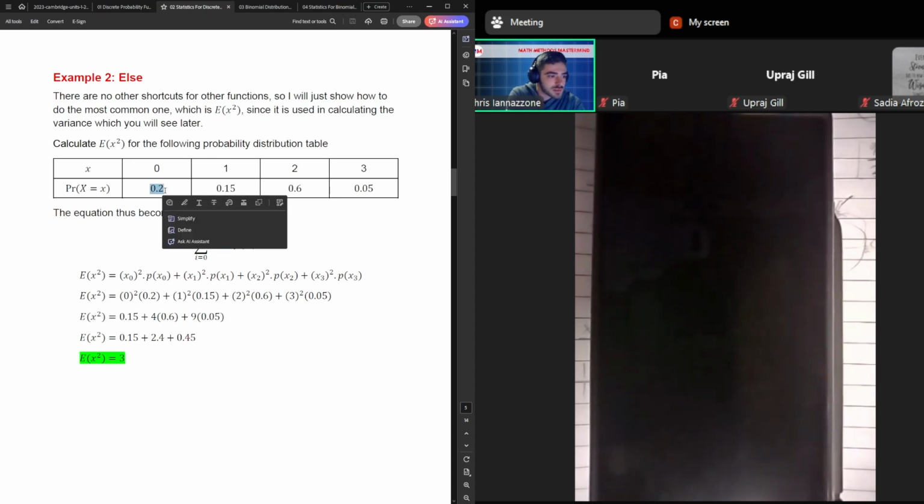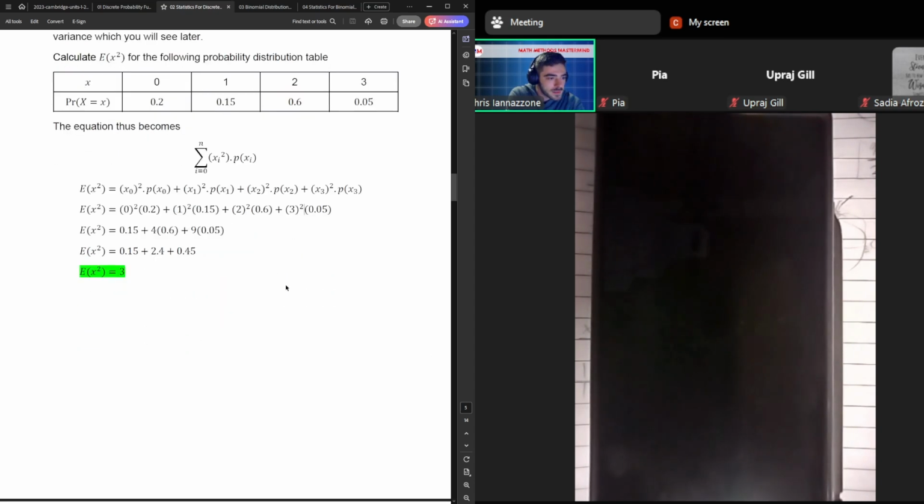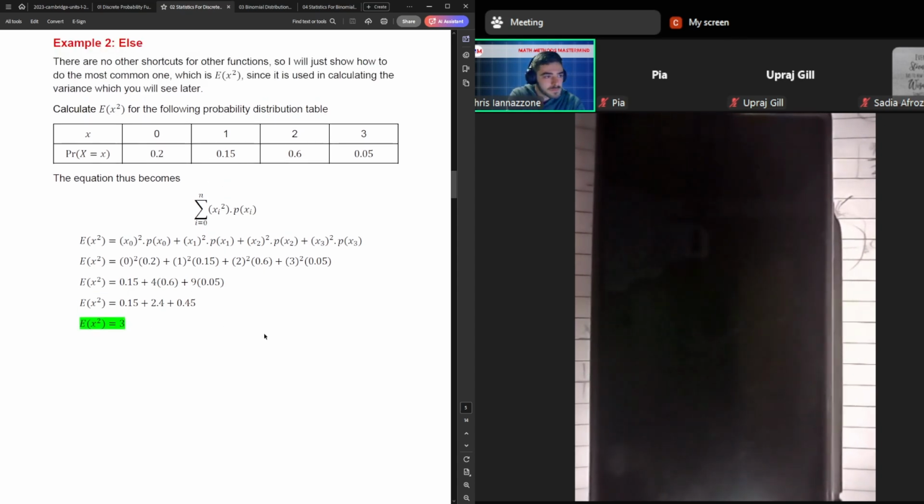So 0 squared times 0.2, 1 squared times 0.15. And you can see all those here. Add it all up just like you had before. E of x squared is going to be equal to 3 in this case.